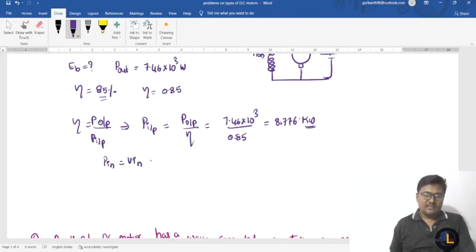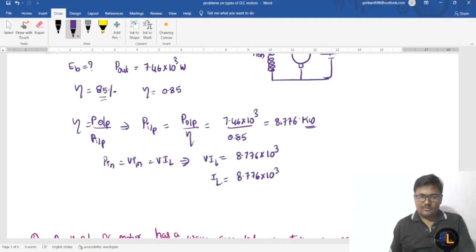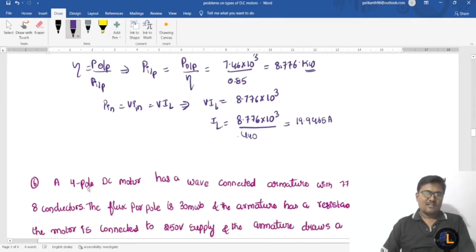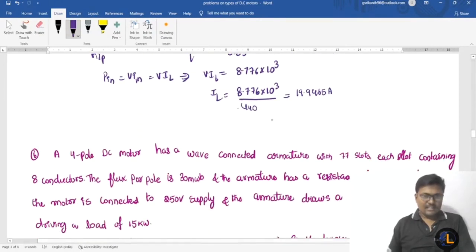So V I_L is equal to 8.776 × 10^3. Then the line current is equal to 8.776 × 10^3 divided by the supply voltage, which is 440. So finally I got it as 19.9465 amperes. This is the line current I am getting.